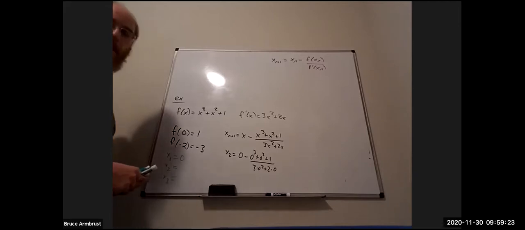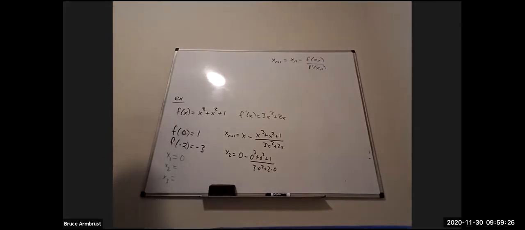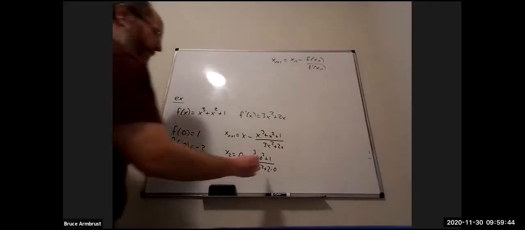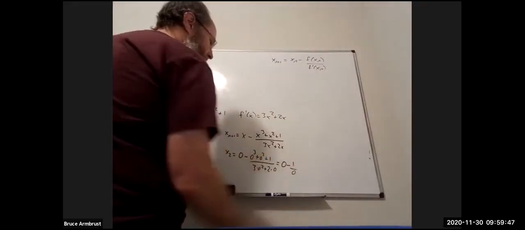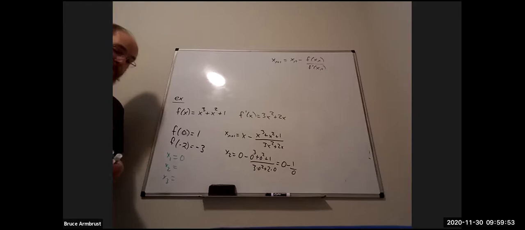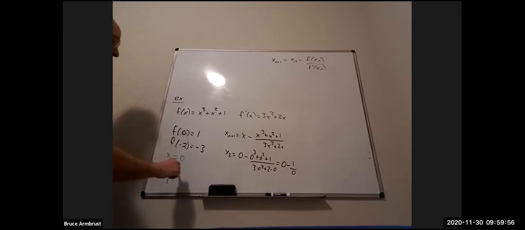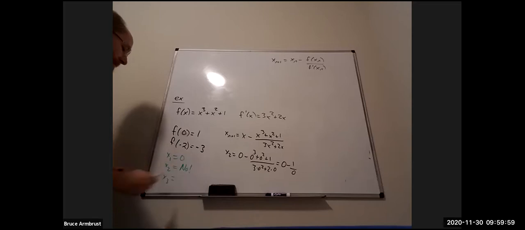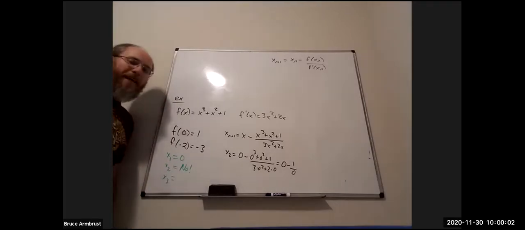And do y'all see the problem? What's happening here that's an issue? Dividing by 0. Yeah, I'm dividing by 0. This is 0 minus 1 over 0. And the alarm bell should go off. Because what this means is there is no x2. And there is no next guess. What?